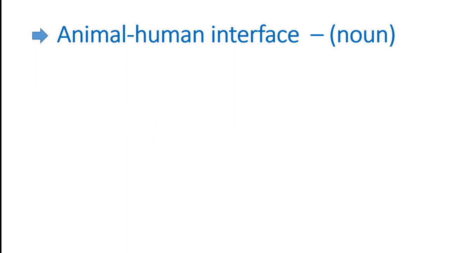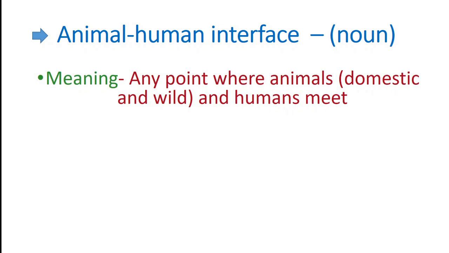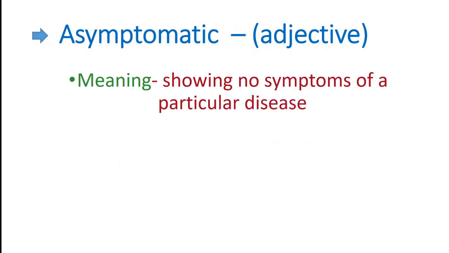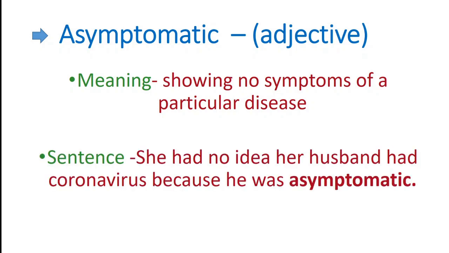Animal human interface, noun. Meaning any point where animals and humans meet. Sentence. Animal disease can potentially pass to humans at any animal human interface such as a zoo, farm or animal market. Asymptomatic, adjective, meaning showing no symptoms of a particular disease. Sentence. She had no idea her husband had coronavirus because he was asymptomatic.